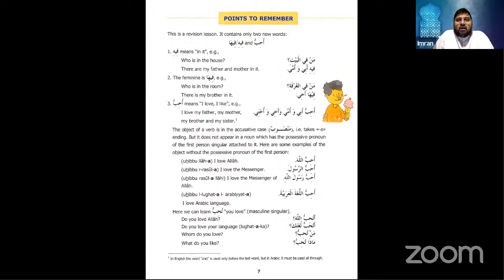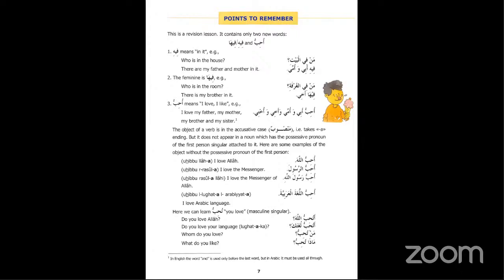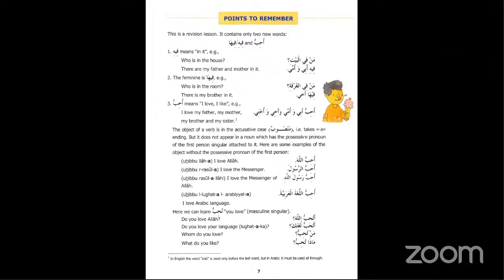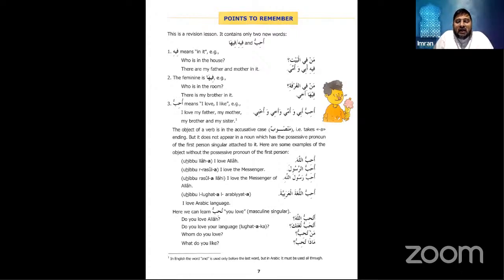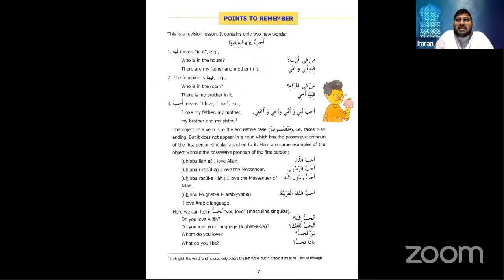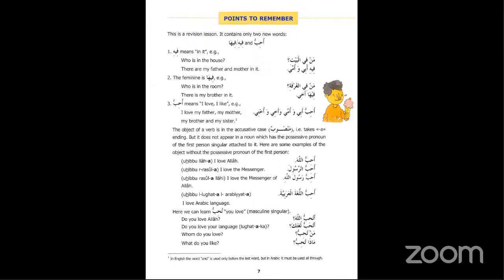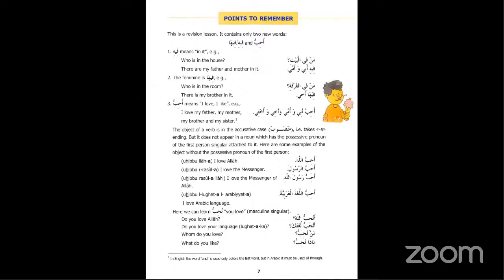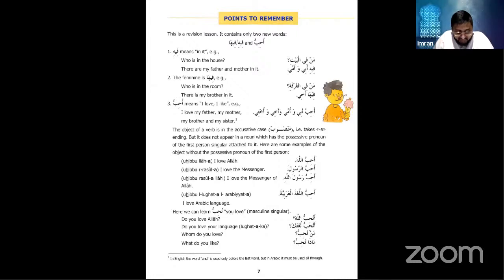If I said Akala Muhammadun, Muhammad ate. Akala, it's alif with a hamza on top: Akala, kaf, lam, Muhammad. Now the question arises: what did Muhammad eat? So it requires an object. So you can say Akala Muhammadun, and how do you say apple in Arabic? Tufahatun. Yes, tufahatun.